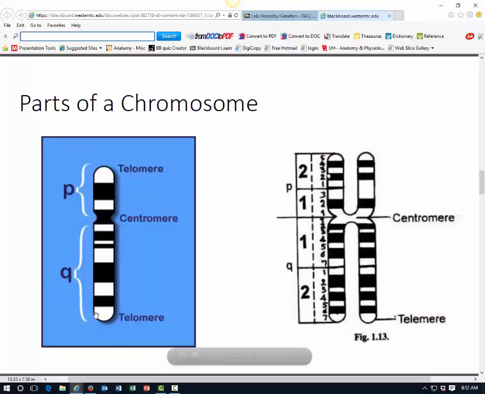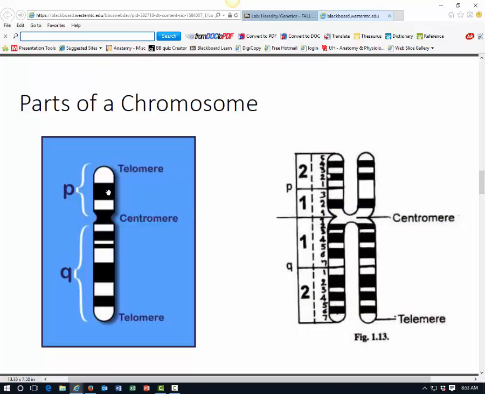Telomeres are just the ends of chromosomes. That does not contain information for functional proteins, so we're not going to talk about the term telomere. But the centromere, you need to know, is that little narrowing if we're looking at a single chromosome, or if we're looking at a chromosome that's been replicated, it's that point that attaches the two chromosomes together. And these two chromatids will separate during anaphase when the cell is dividing, during mitosis or meiosis.